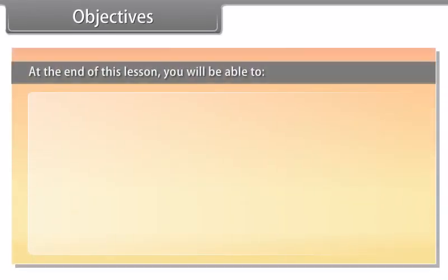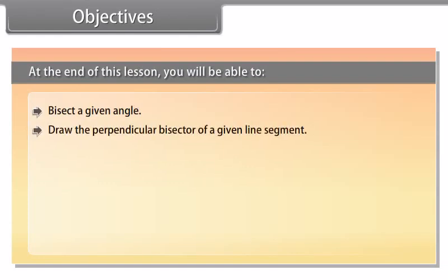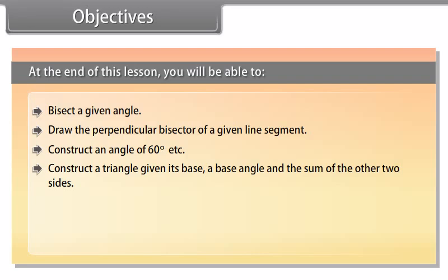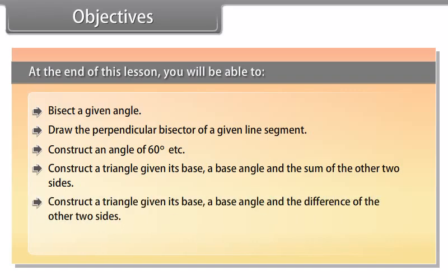Objectives. At the end of this lesson, you'll be able to bisect a given angle, draw the perpendicular bisector of a given line segment, construct an angle of 60 degree, etc. Construct a triangle given its base, a base angle, and the sum of the other two sides. Construct a triangle given its base, a base angle, and the difference of the other two sides. And construct a triangle given its perimeter and its two base angles.